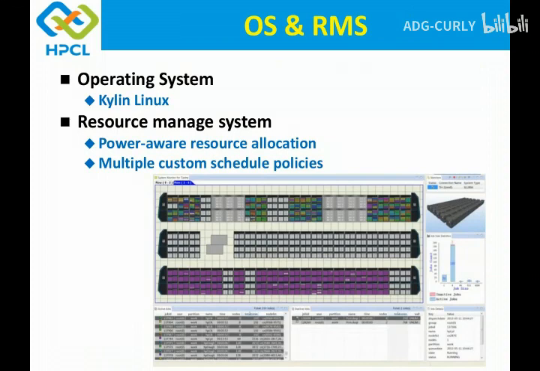Okay, so in terms of the operating system and the resource management system, the operating system is a flavor of Linux called Kylin Linux. And the resource management system is responsible for things like scheduling the different tasks, and keeping track of the power that's being used.